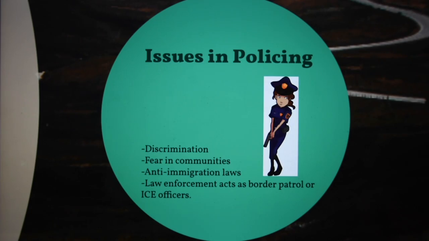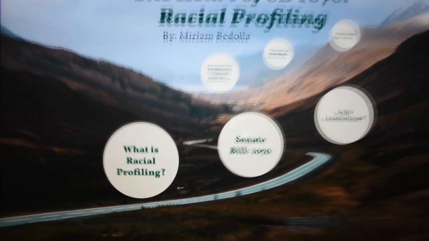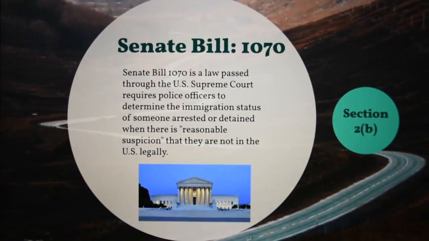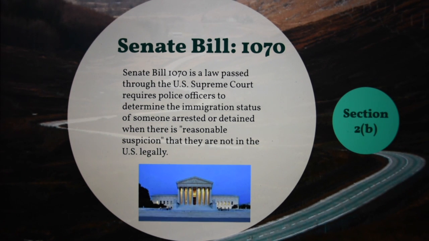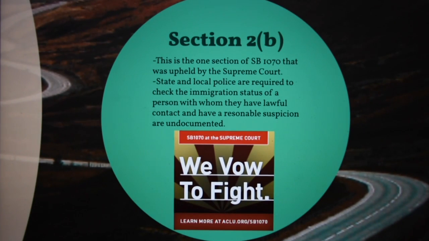Senate Bill 1070. The Senate Bill 1070 is a law passed through the United States Supreme Court which requires police officers to determine the immigration status of someone arrested or detained when there is reasonable suspicion that they are not in the United States legally. Section 2B. This section of the SB 1070 was upheld by the Supreme Court.